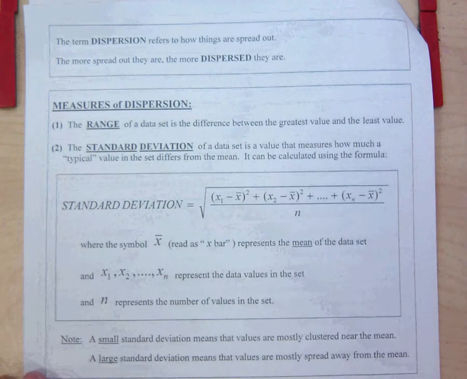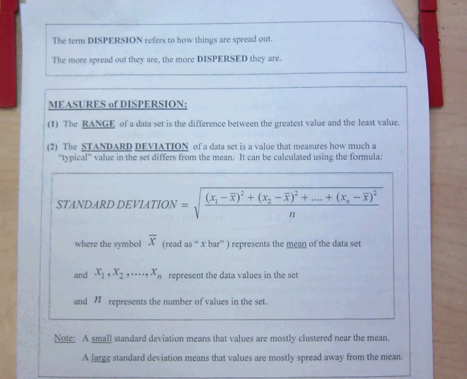All right, Jay, can you read that box there at the top? The term dispersion refers to how things are spread out. The more spread out they are, the more dispersed they are. Got it? So the more dispersed, that means the more spread out. Does that make sense? Okay.